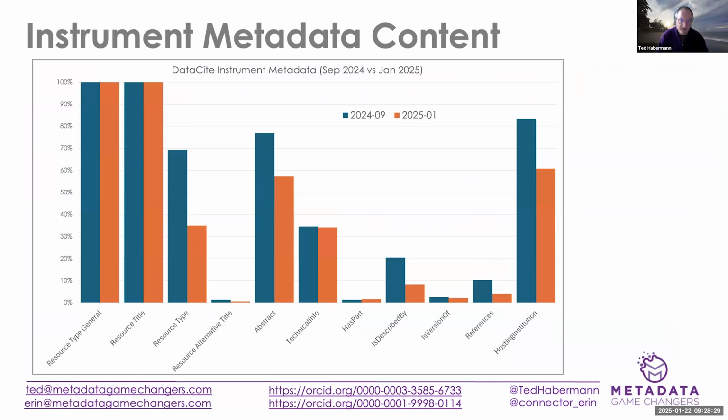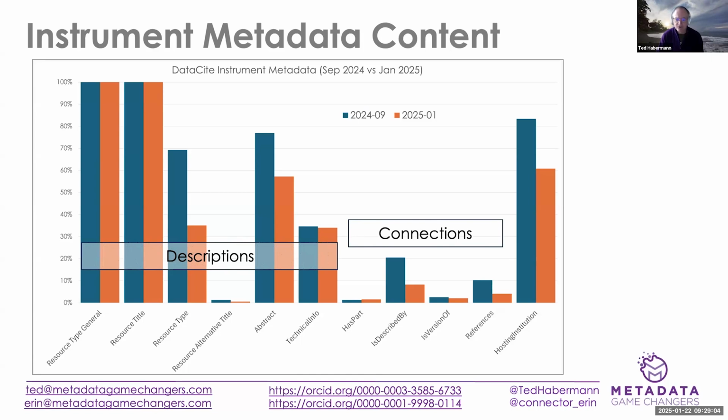So thinking in terms of that model, this shows 2 time periods, prior to last September and prior to this month, and the completeness of those various things. On the left are the descriptions. On the far left are the resource type general and the resource title. Those 2 are mandatory, so we're glad that they're all there. And then the other descriptive elements are generally occurring 30 to 50% of the time.